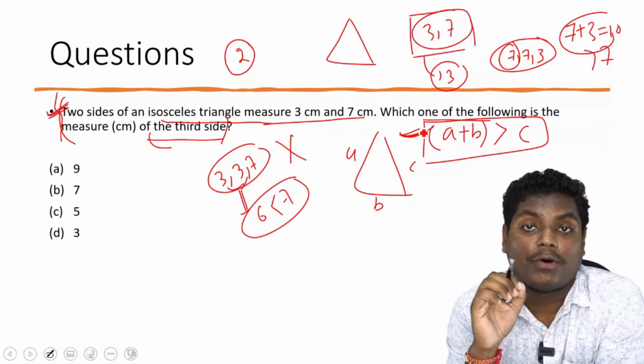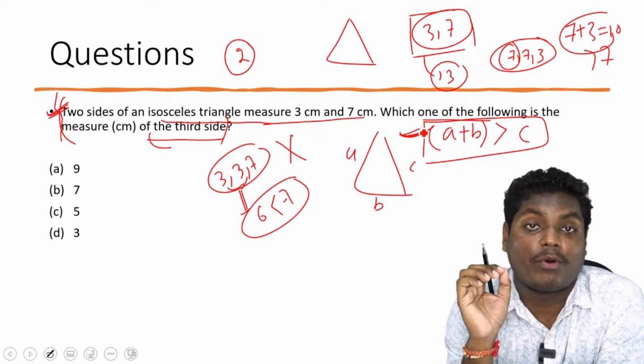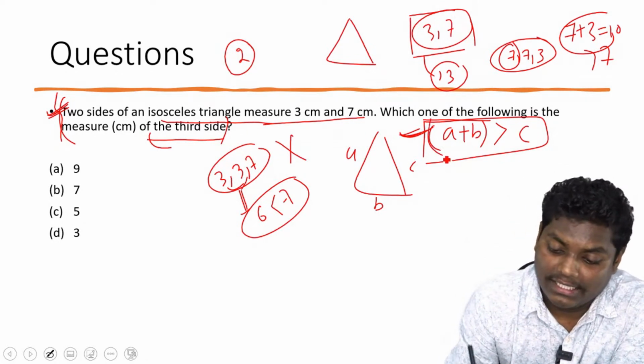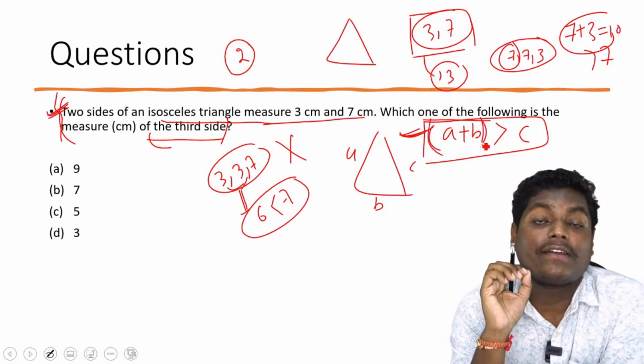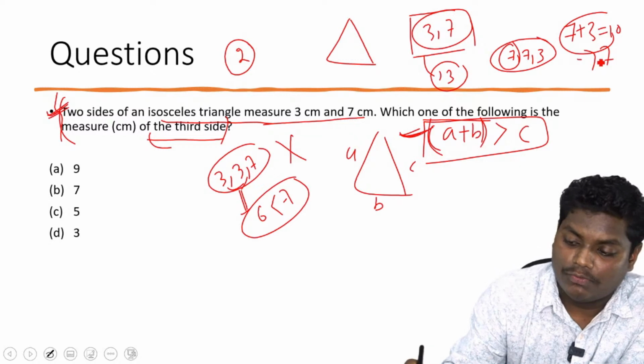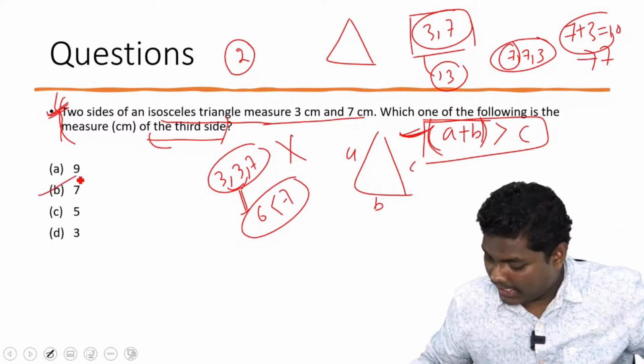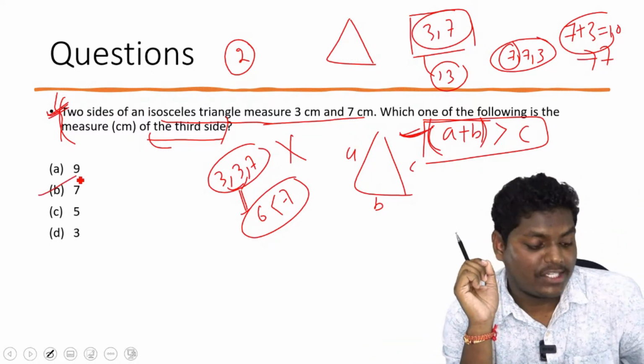So for us to construct a triangle, this is important. For us to construct a triangle, the sum of two sides needs to be greater than the third side. So the value will be 7. Okay. So moving to the next question.